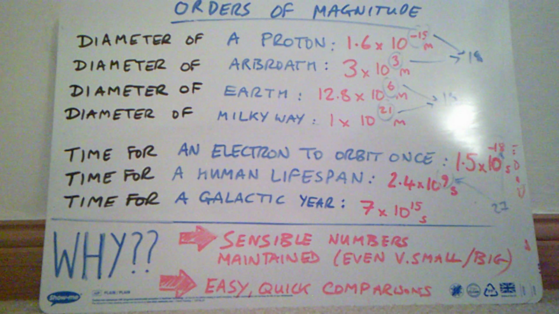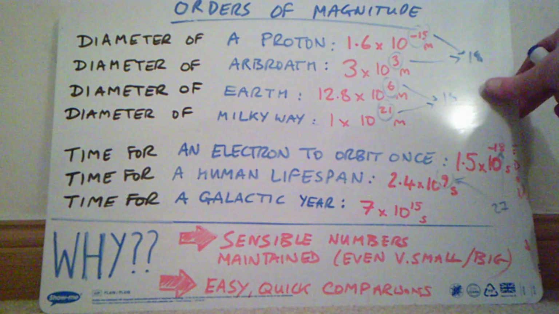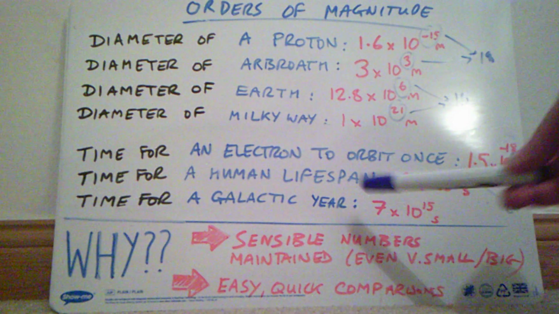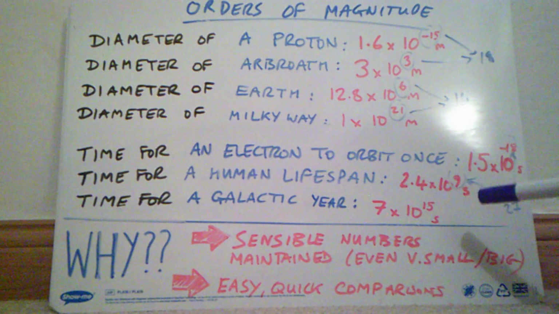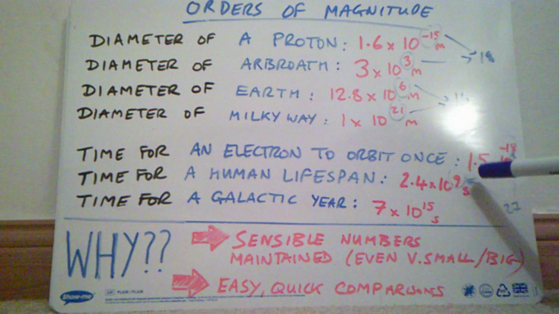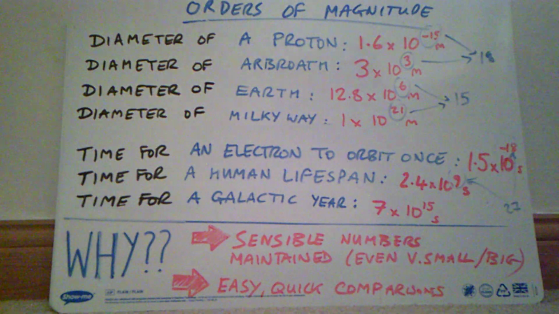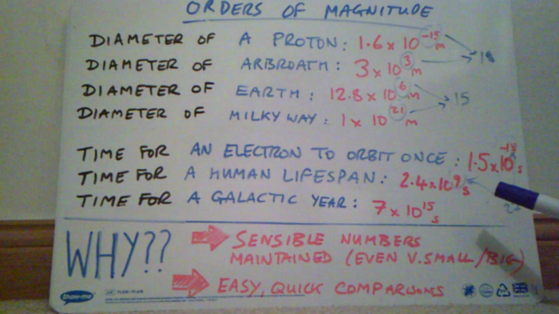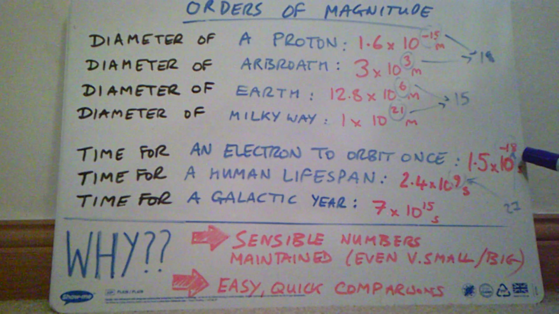We're not just doing this with units of length, we can think about time. So the time for an electron to orbit the nucleus once is 1 times 10 to the negative 18 seconds. The length of time of a human lifespan is about 2.4 times 10 to the 9. So think of a number line between negative 18 and plus 9. That is 27. And so we say the human lifespan is 27 orders of magnitude bigger than the time for an electron to orbit once.